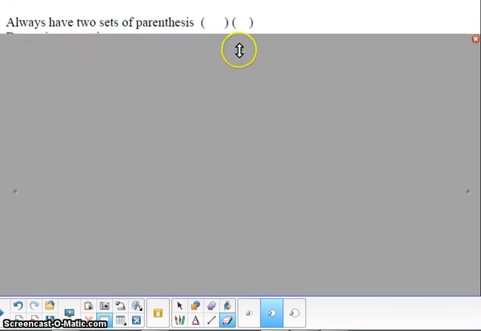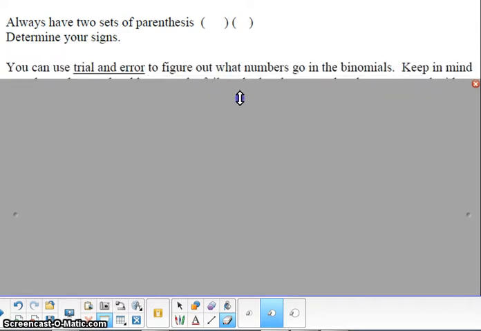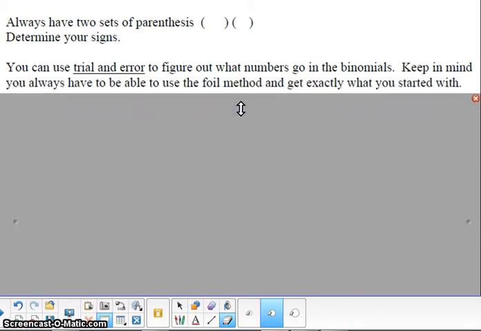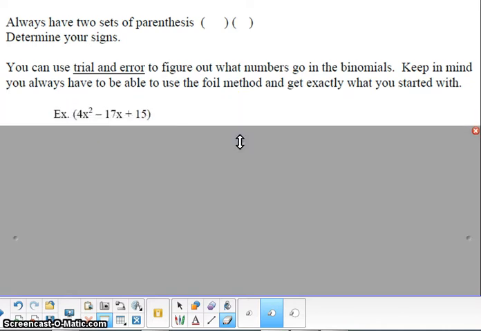Always a set of parentheses, two binomials, and then you can determine your signs. And you can use trial and error to figure out what numbers go in the binomials. Keep in mind, you always have to be able to use the FOIL method and get exactly what you started with. So there's always a way to check your answers on these. Alright, so let's start with the first one.